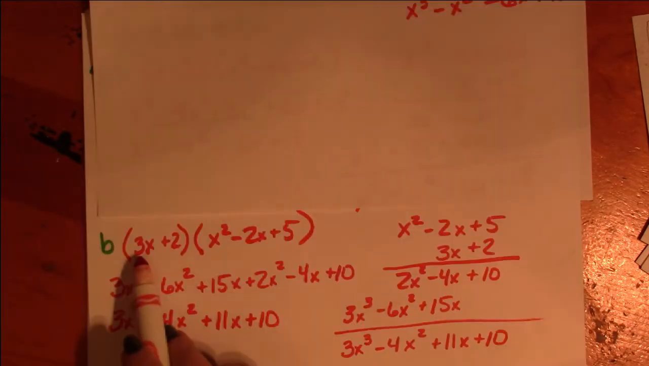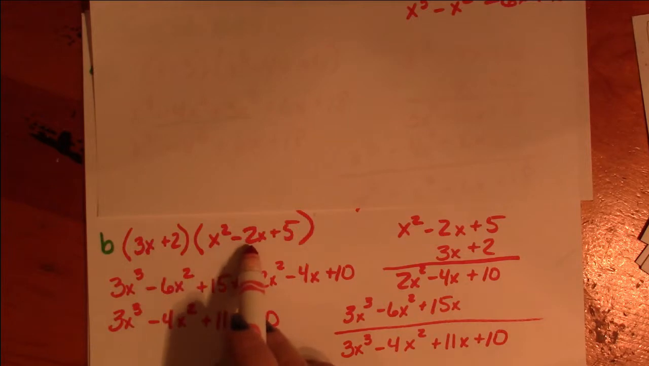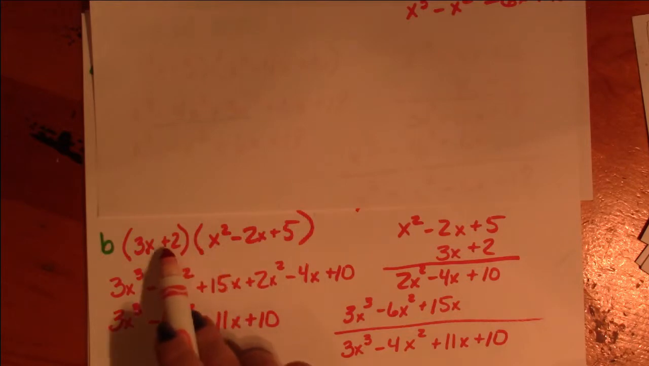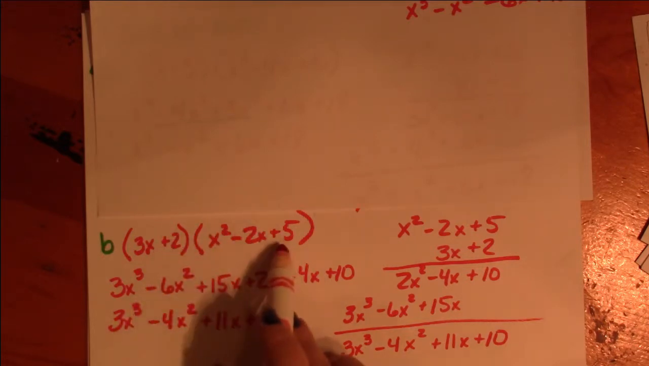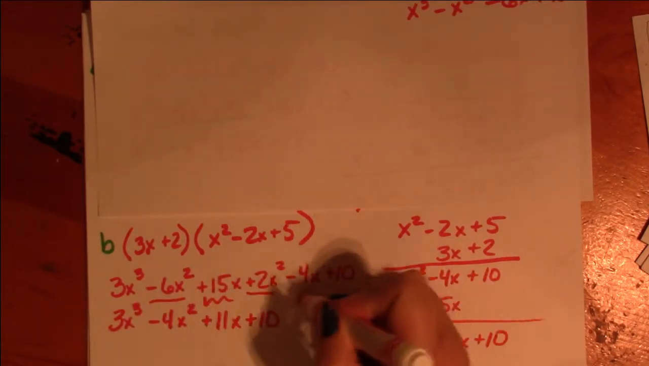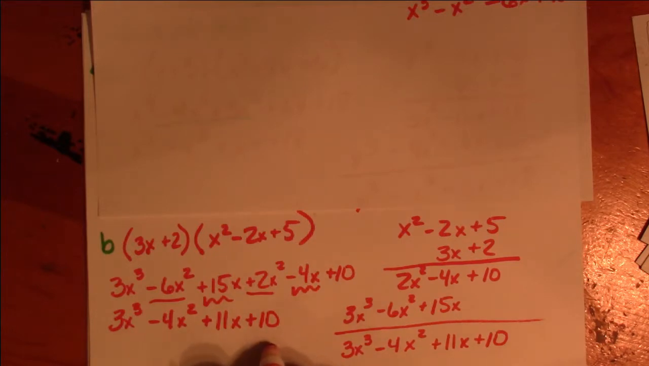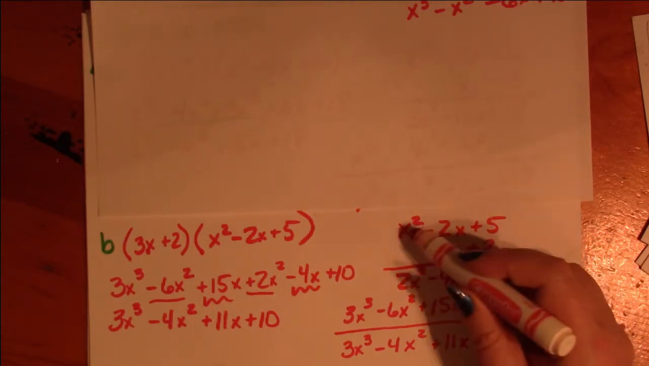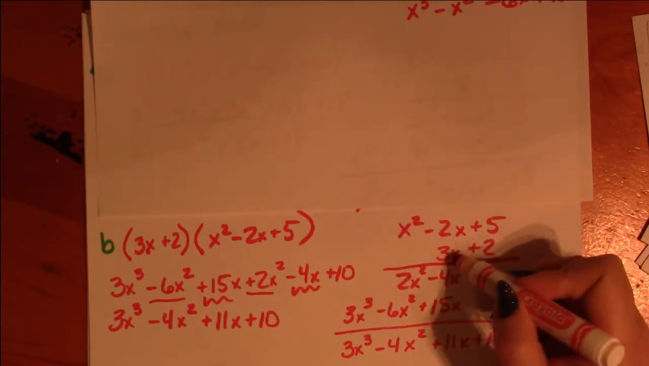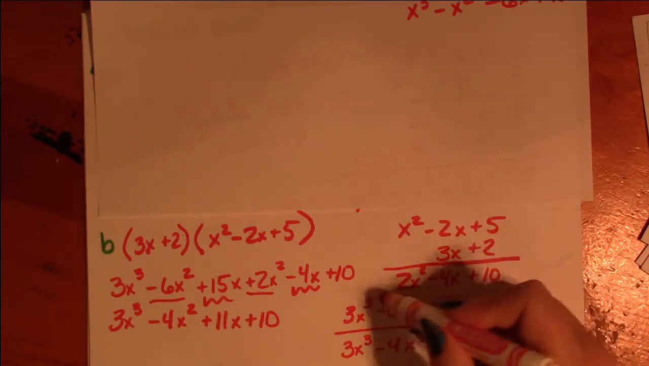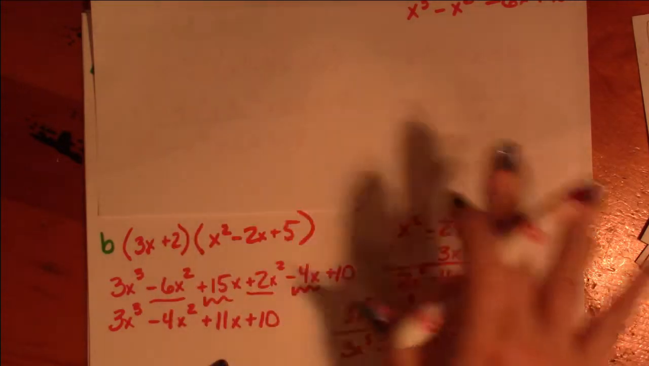For B, 3x cubed minus 6x squared plus 15x plus 2x squared minus 4x plus 10, and you combine your x squareds and your x's and you get this as your answer. If you go 10 and negative 4x and 2x squared and 15x and negative 6x squared and 3x cubed, you get this as your answer. Okay? Please ask if you have any questions. We're just going to do more of this.